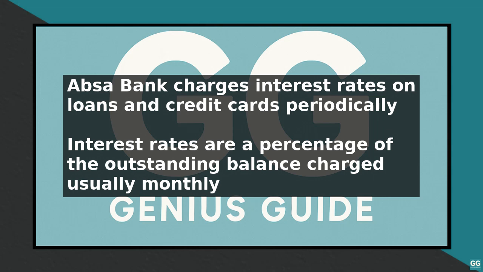transaction. In addition to these fees, Absa Bank also charges interest rates on loans and credit cards. The interest rate is a percentage of the outstanding balance and is charged periodically, usually monthly. For example, if you have a credit card with an outstanding balance of $1,000 and an interest rate of 20% per annum, you will be charged an interest fee of around $17 per month.